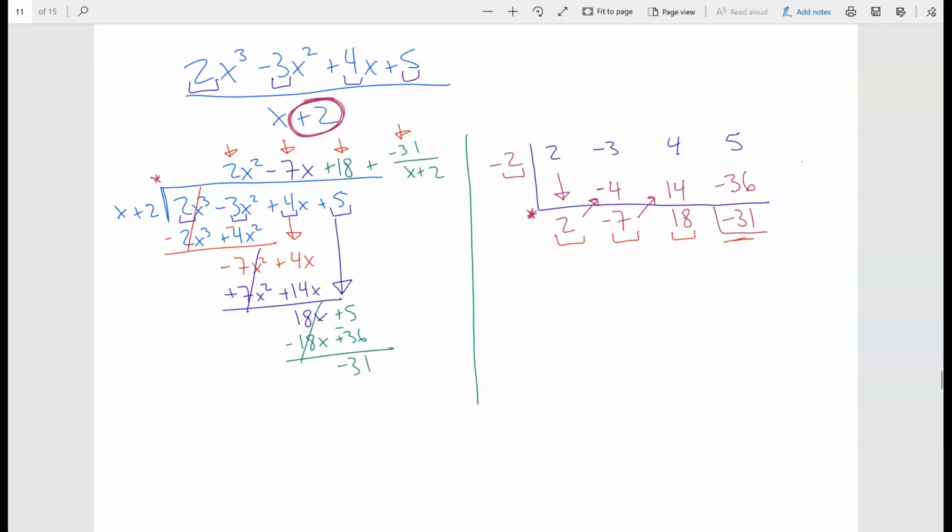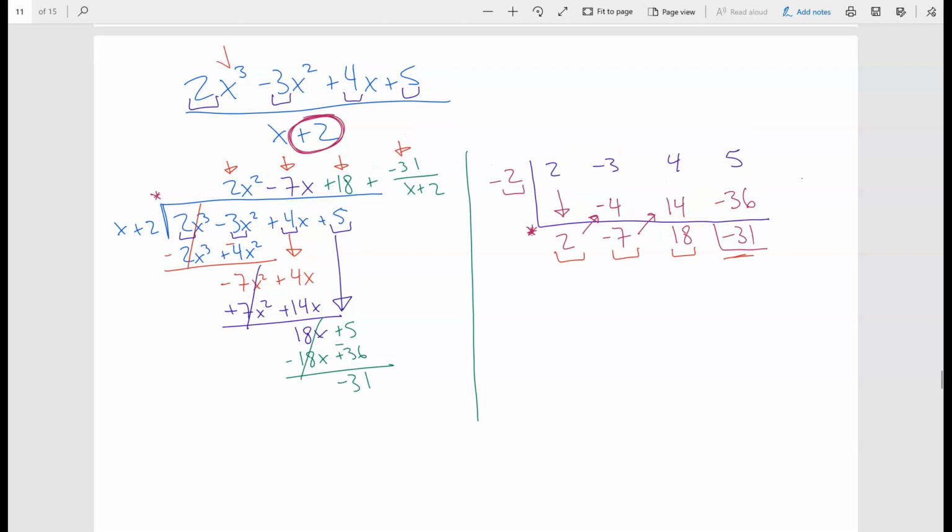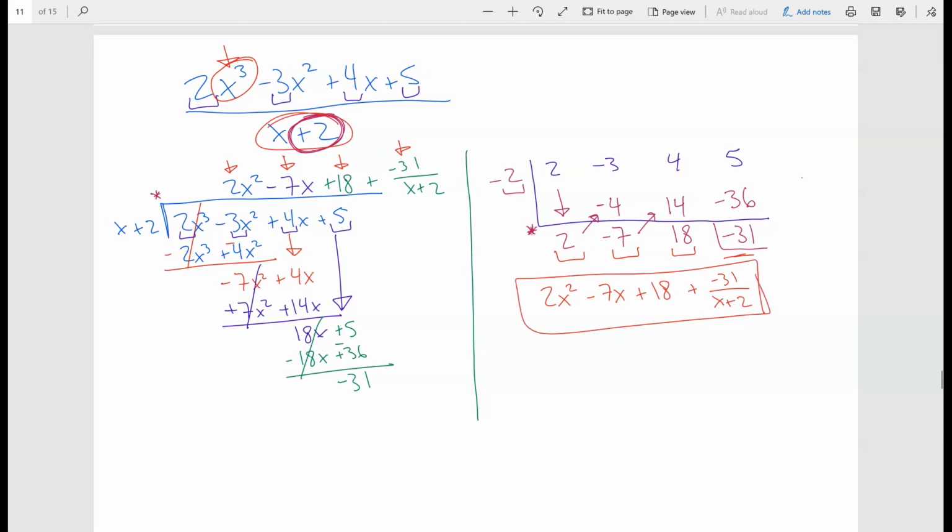Now, one way that helps me remember what goes with what, I look at the leading term, which is going to be x cubed. Since I'm dividing out an x, that means the next thing should be x squared. That means this guy should be 2x squared. The next one should be an x, negative 7x. This guy shouldn't have an x, plus 18. This guy's just a remainder, negative 31, and that's going to be divided by whatever this was, which is just the x plus 2.